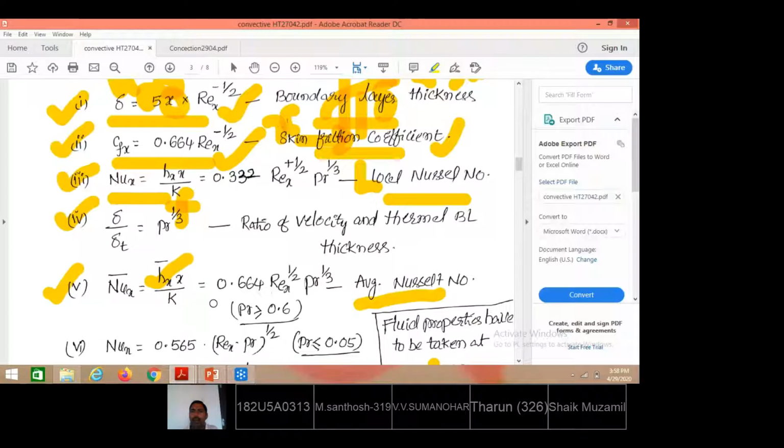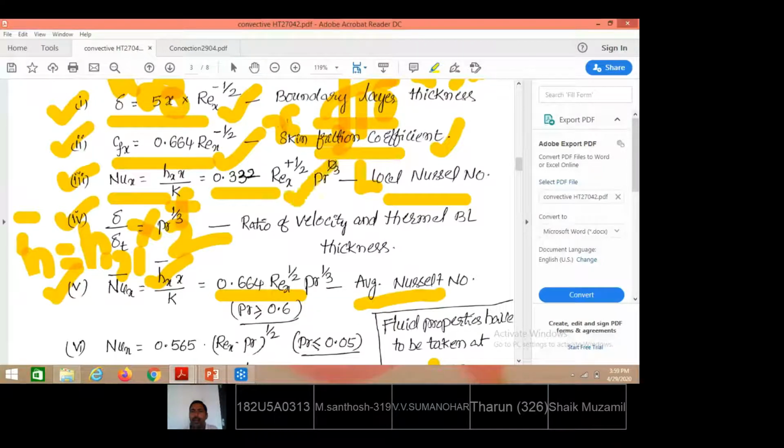So for the overall surface, from this relation it has become 2 times 0.664. The local heat transfer coefficient is 0.332, and the average heat transfer coefficient is 0.664. Therefore, the average heat transfer coefficient is represented as h bar, and the local heat transfer coefficient is represented simply as hx. So the average heat transfer coefficient equals 2 times the local heat transfer coefficient.